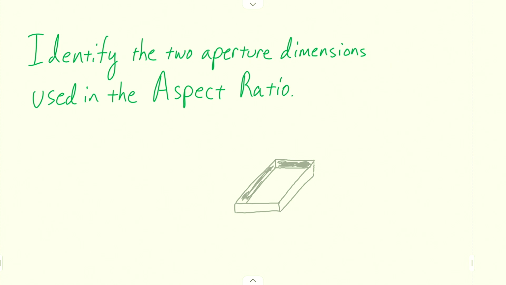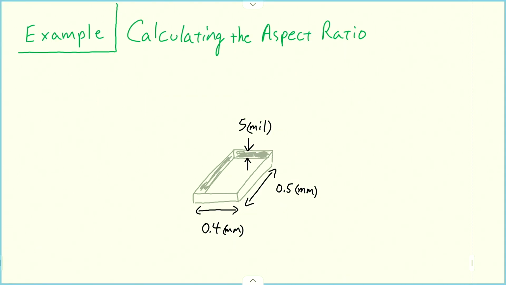Now it's time to check out the objectives for this section. The first objective is to identify the two aperture dimensions used in the aspect ratio. Next, we'll go through an example of calculating the aspect ratio. Then, you'll be asked to do it on your own.